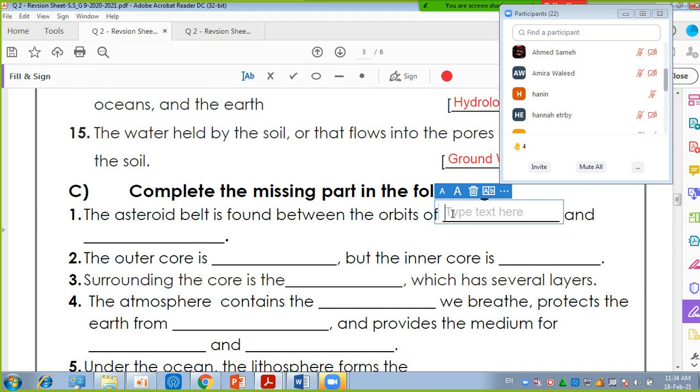Yes, Dawood. The asteroid belt is found between the orbits of what and what? Tell me one of them. The asteroid belt is found... Jupiter. Yes, one of them is Jupiter.